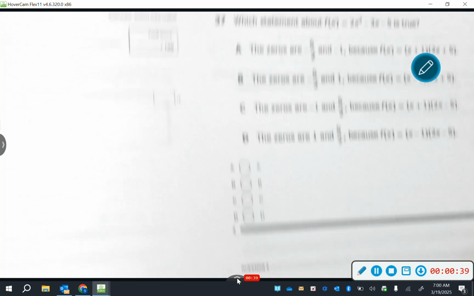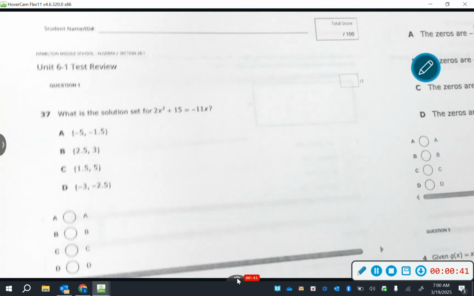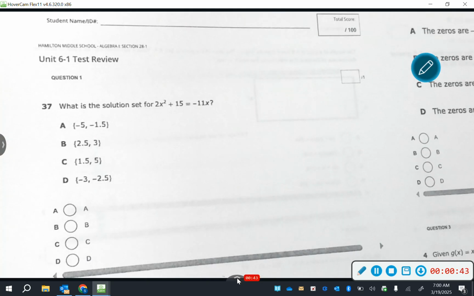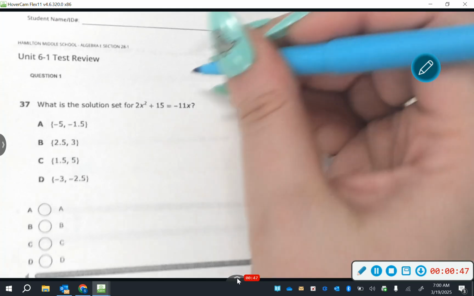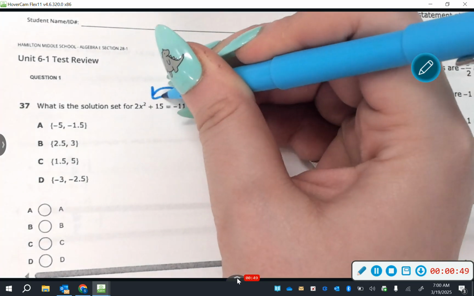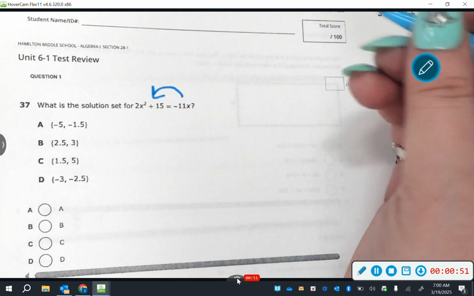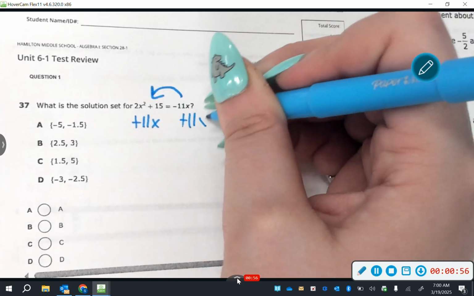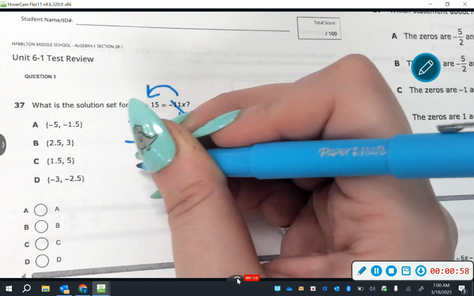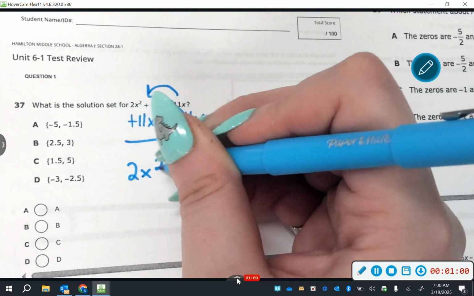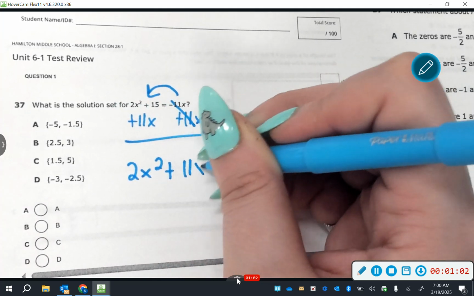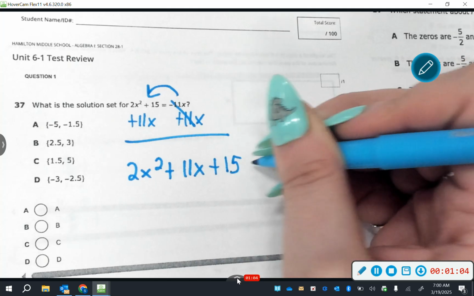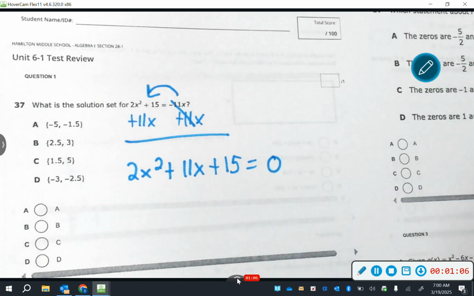It says, what is the solution set for 2x squared plus 15x minus 11x? First thing we're going to do is set this equal to 0. What's the opposite of minus 11x? Plus 11x to both sides. So we're going to have 2x squared plus 11x plus 15 equals 0.